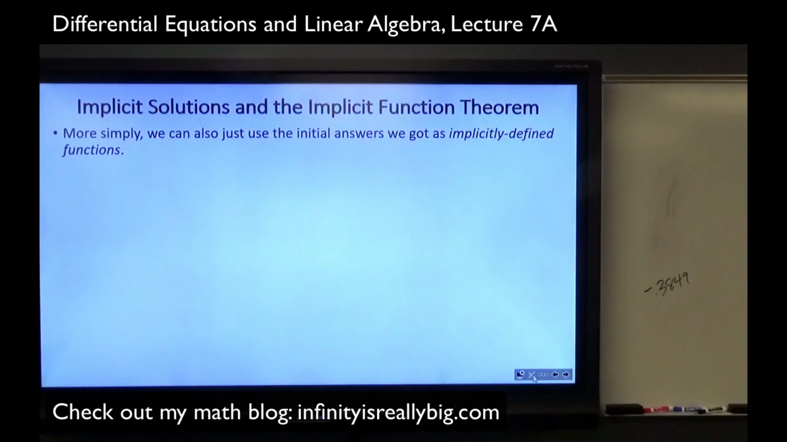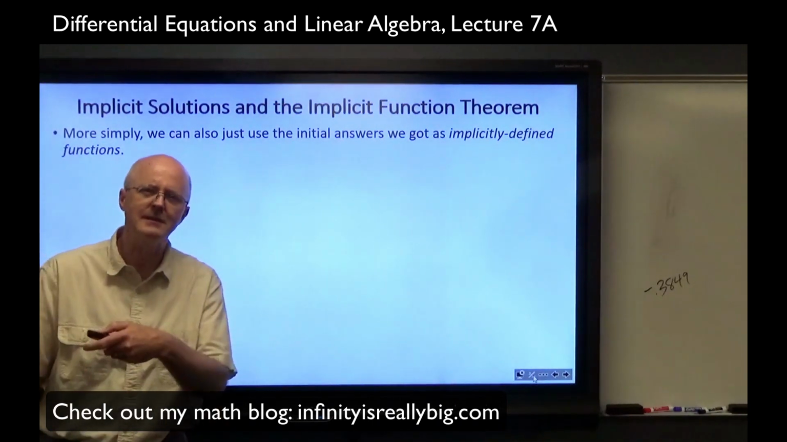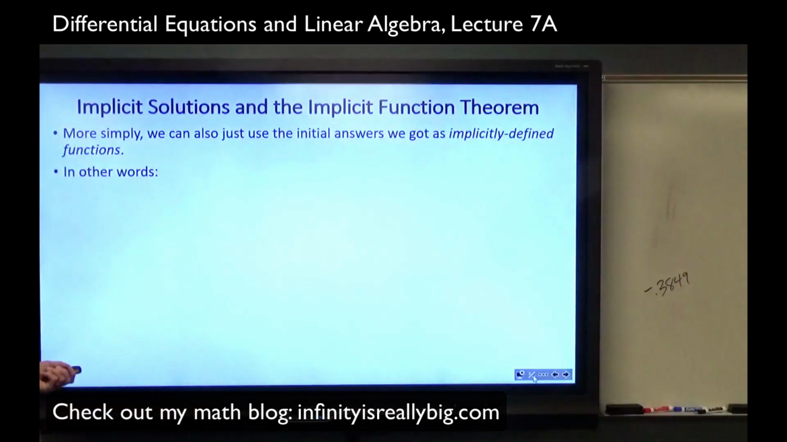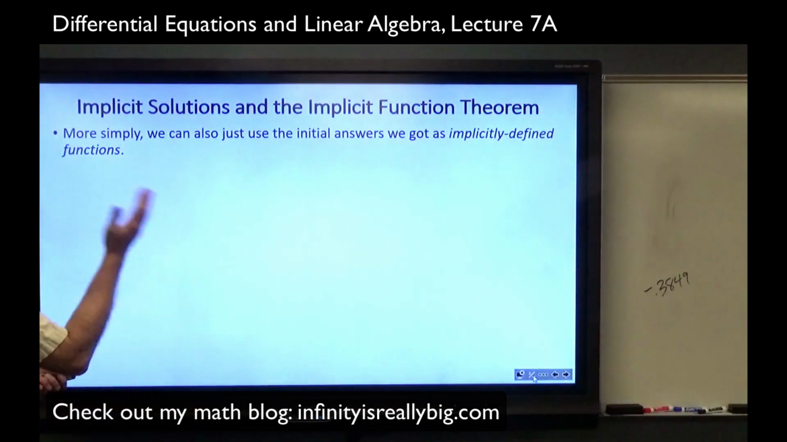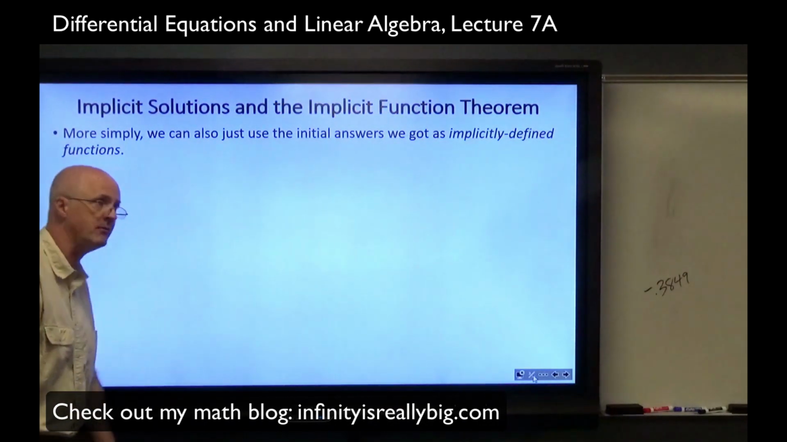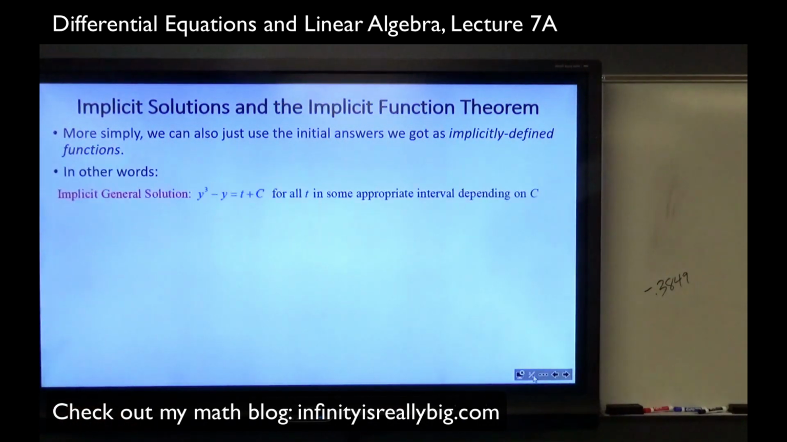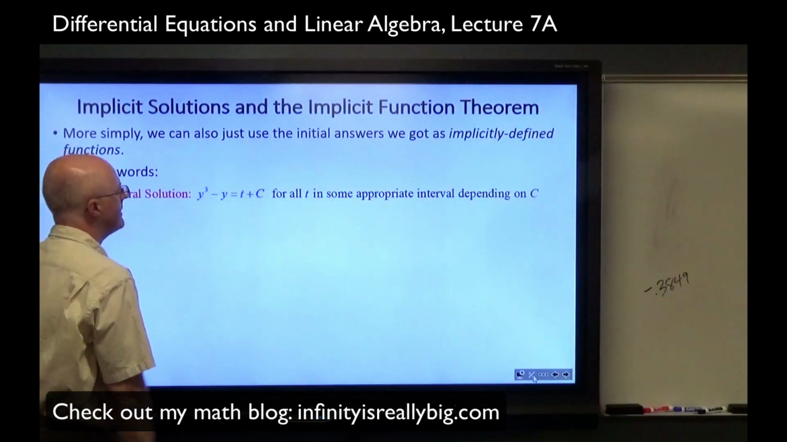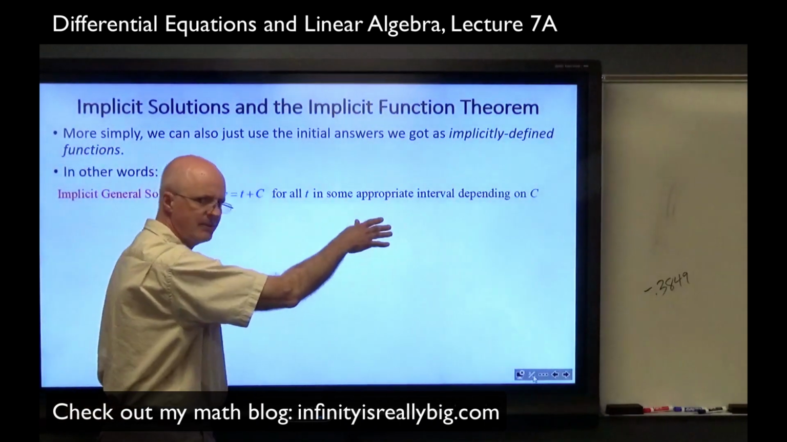More simply, we could just use the original implicit equation. It's certainly a simpler looking equation. And say the initial answers are implicitly defined functions where we don't explicitly solve for y as a function of t. In other words, my implicit general solution is this equation, y cubed minus y equals t plus c, for all t in some appropriate interval depending on c.